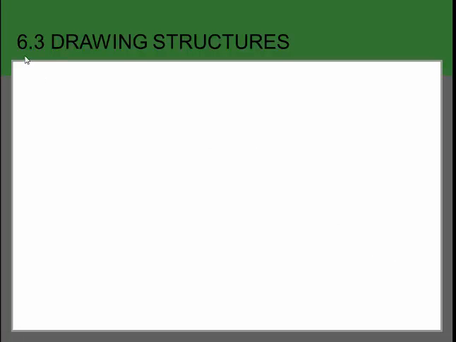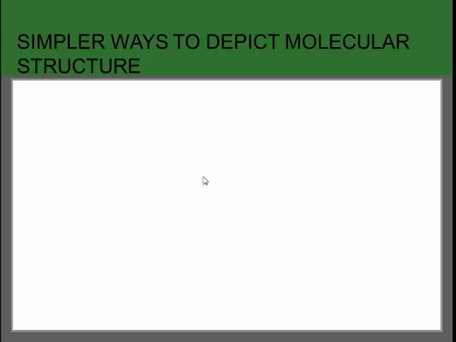Section 6.3 now will deal with drawing structures. One of the main tasks in organic chemistry is to be able to draw good structures so that you can communicate with other scientists about your molecules. So we need to come up with simpler ways to depict molecular structure.